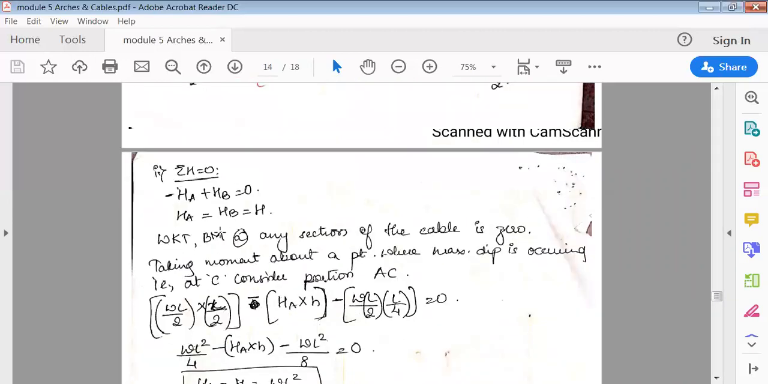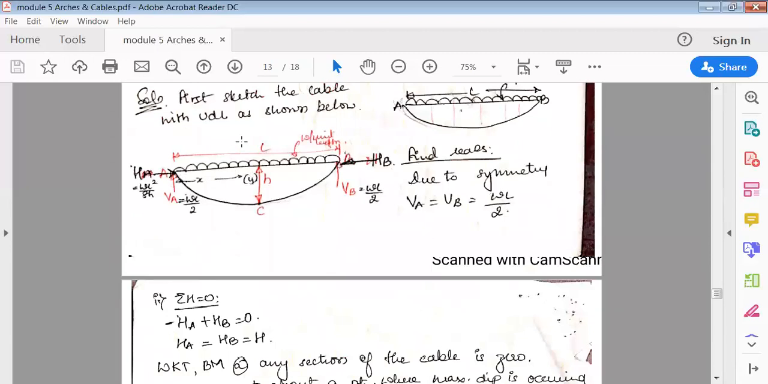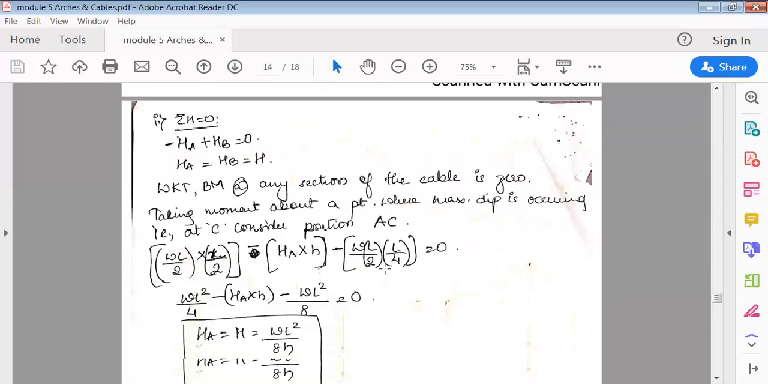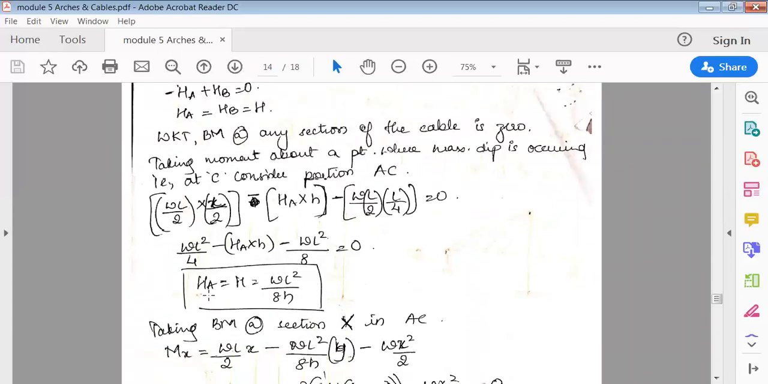So W into L by 2 is the load, into half of this. So it is L by 4 is equal to 0. So when you solve this, you get the value of HA. So we know that HA is nothing but H, which is also equal to HB, which is nothing but WL square by 8H.